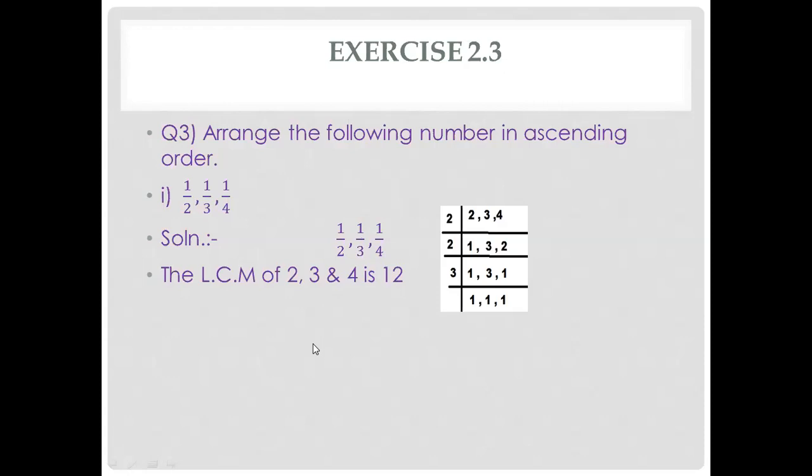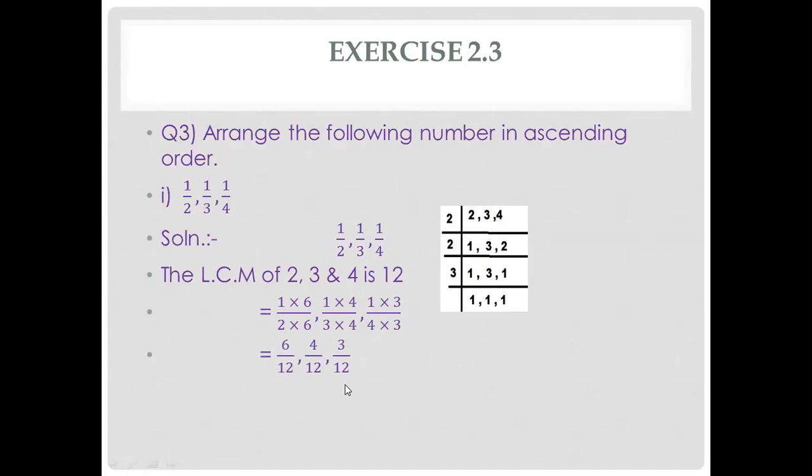4 threes are 12. So we multiply the numerator and the denominator of 1 over 4 with 3, like this: 1 over 2 with 6, 1 over 3 with 4, 1 over 4 with 3. So what do we get? 6 ones are 6, 6 twos are 12. 4 ones are 4, 4 threes are 12. 3 ones are 3, 3 fours are 12. So we get 6 over 12, 4 over 12 and 3 over 12.